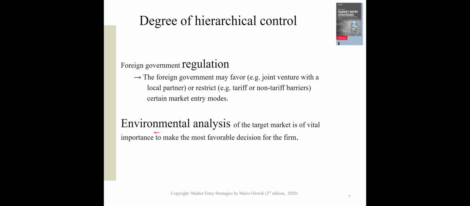In all the cases, the environmental analysis of the target market is of vital importance. Environmental analysis considering the sociology, the politics, law, the legal requirements, for example, the economic framework, in order to figure out what is the most favorable market entry mode for us in terms of gaining a sustainable competitive advantage in the foreign target country.